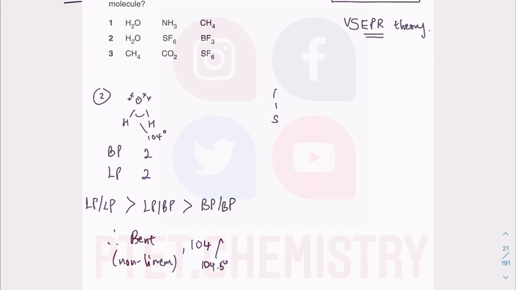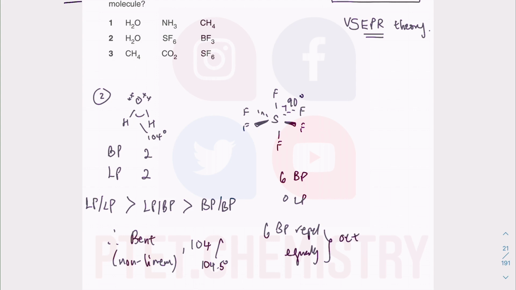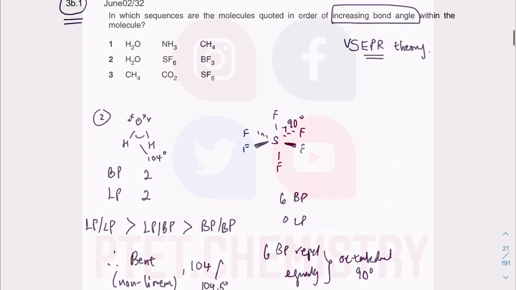And then you have SF6, which is octahedral. I'm just drawing the 3-dimensional shape correctly. So each of them is 90 degrees, and because you have 6 bond pairs and 0 lone pairs, the 6 bond pairs repel equally. Okay, this gives the shape of octahedral, which is 90 degrees. And again, the explanations matter in terms of stating and explaining that as part of your VSEPR theory.